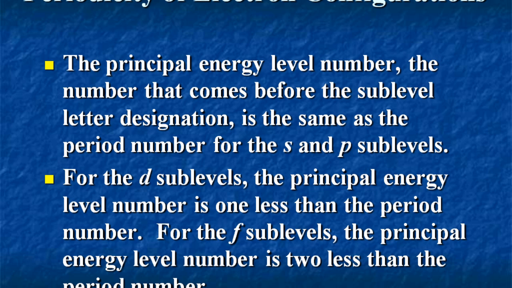Okay, that is an important point. Remember that. For S and P blocks, the period number is the same as the number which you write before S and P. So we have periods starting 1, 2, 3, 4, 5, 6, 7. There are 7 periods on the periodic table. So for each period, S and P has the same number as the period number.